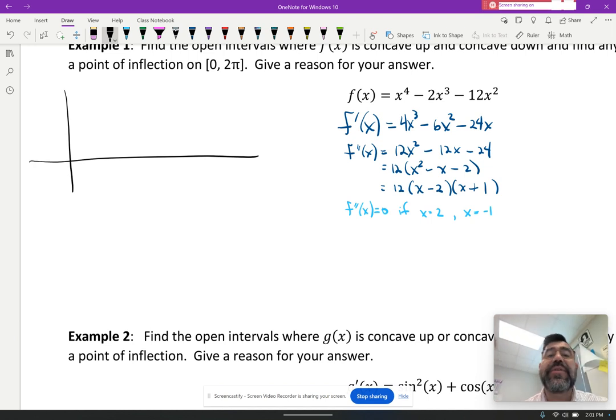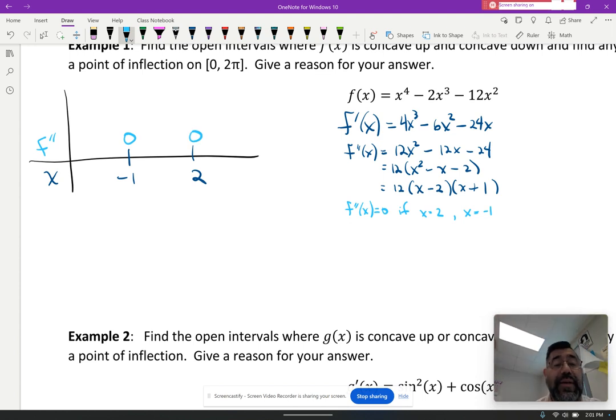It'll look very similar to the one I did when I was doing increasing, decreasing. I am going to say my x values are at -1 and 2. Please put them in the correct numerical order. And we're going to say the second derivative is 0 at these two x values. But just like before, we're going to need to test some numbers.